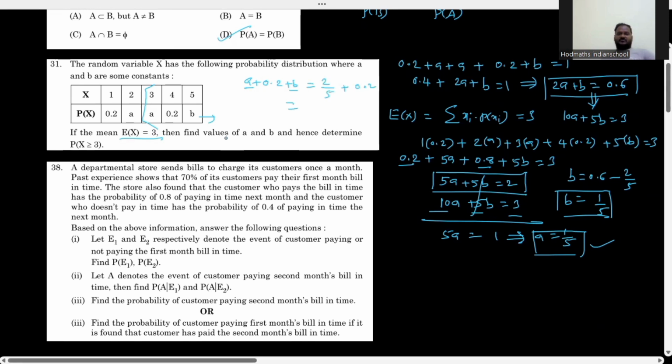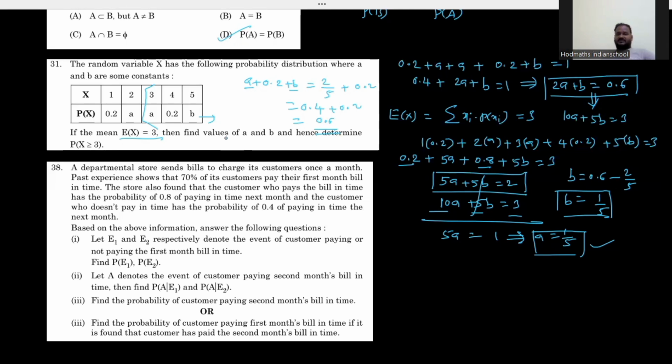What is 2 by 5? 2 by 5 is equal to 5 fours are 20, so 0.4. 0.4 plus 0.2 is equal to 0.6, which is the probability of x greater than or equal to 3. Right? So this way you can answer this problem. This carries 3 marks. So coming to the next problem, which is the 38th question. It's a case study based question.